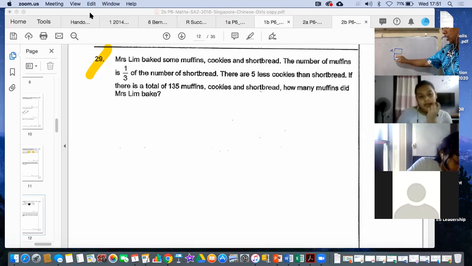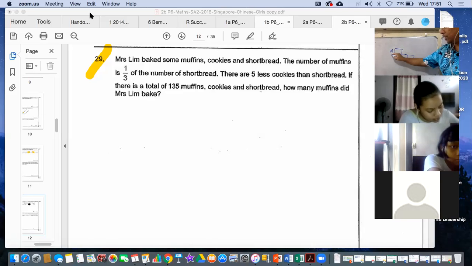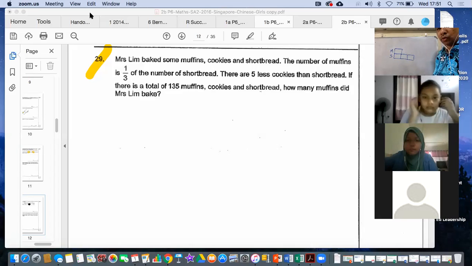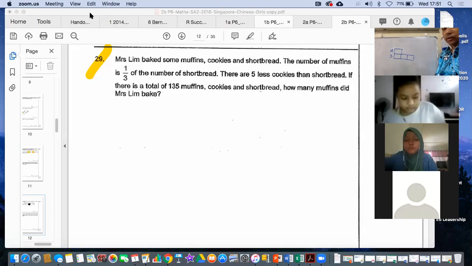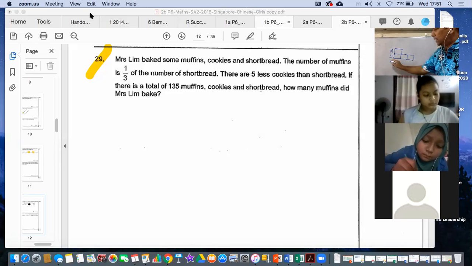Shortbread will be 1, 2, and 3. Because the question states the number of muffin is 1/3. That means 1 out of 3, or 1:3. Can you see 1/3? It can also be like ratio, no? 1:3. Now this is shortbread, this is muffin, and you have one more, which is called cookies, right?